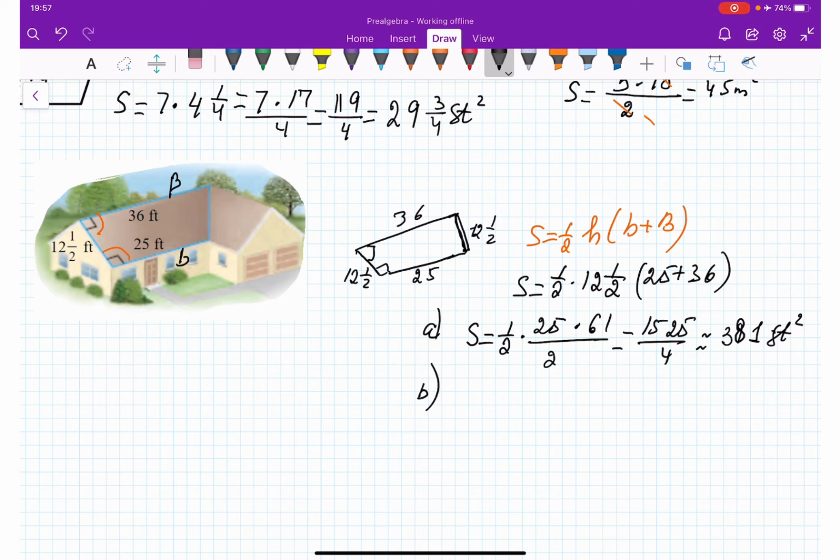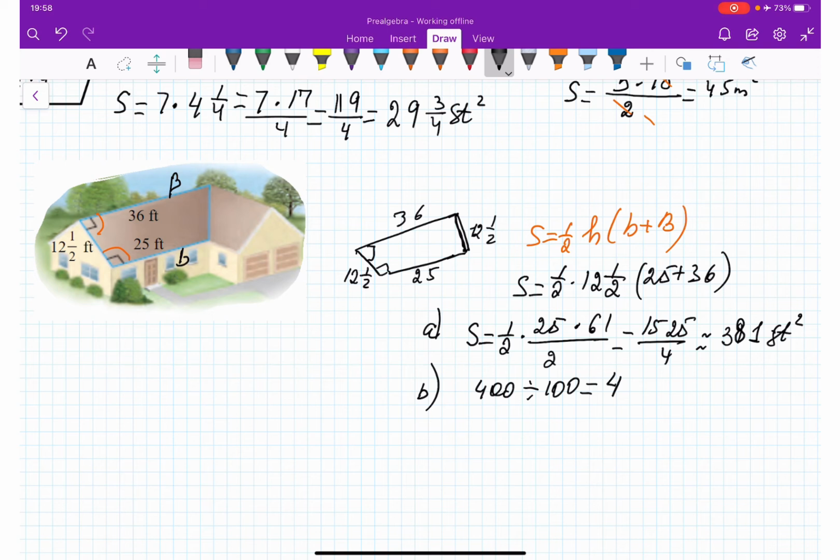And for question B, it's asking: shingles are packaged in a unit called a square. A square covers 100 square feet. How many whole squares need to be purchased to shingle this part of the roof? So 381, approximately, if we round, it's going to be 400, right? 400 divided by 100, we need 4 whole squares to purchase.